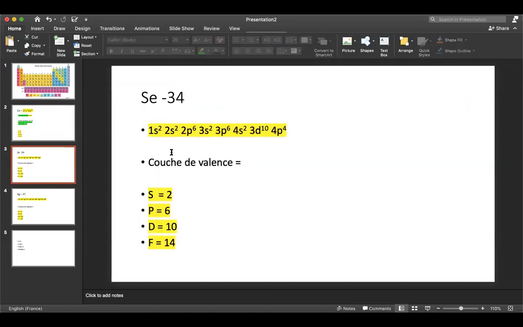Now we go to the second example, selenium. Same principle, you people. Which one is our couche de valence? Which one is our couche de valence?